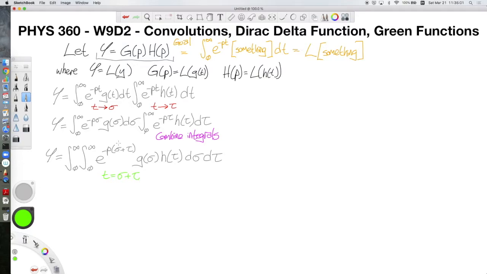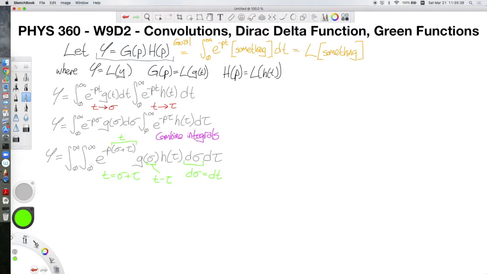So if t becomes sigma plus tau, that means this part will become t. Sigma, well, sigma is going to be t minus tau. And to figure out what d sigma is, it will turn out that d sigma is just equal to dt, because the integral for sigma is within the integral for tau. So while we're doing the integral over sigma, tau is constant. So we're just left with d sigma equals dt.